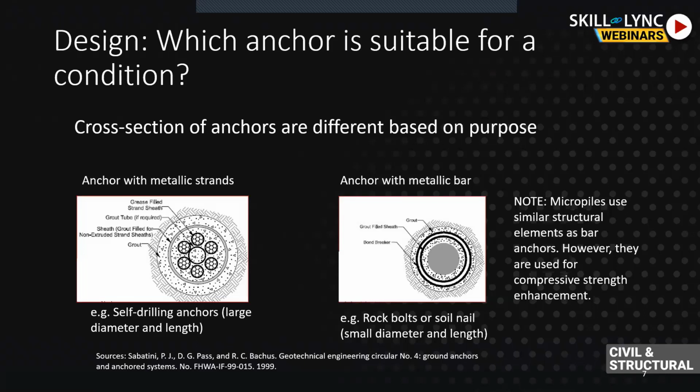The other one, on the left side, I should have started with it first, but anyway, the anchor with metallic strand is generally like a rope. If you have seen a rope, there are several strands spiraled around each other. So in the anchor, there are several metallic strands.